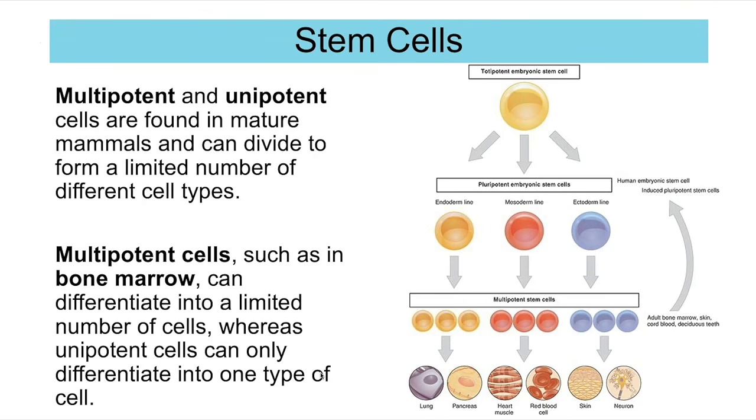Next, then we go on to multipotent and unipotent stem cells, and these are found in mature mammals, and they can only divide into a limited number of different types. So multipotent stem cells is, for example, the stem cells that you get in bone marrow, and those can only specialize into or differentiate into the types of blood cells. So it's a limited type of different cells they can differentiate into. Unipotent means that it can only differentiate into the same type of cell. So, for example, skin cells can replicate and differentiate into more skin cells.